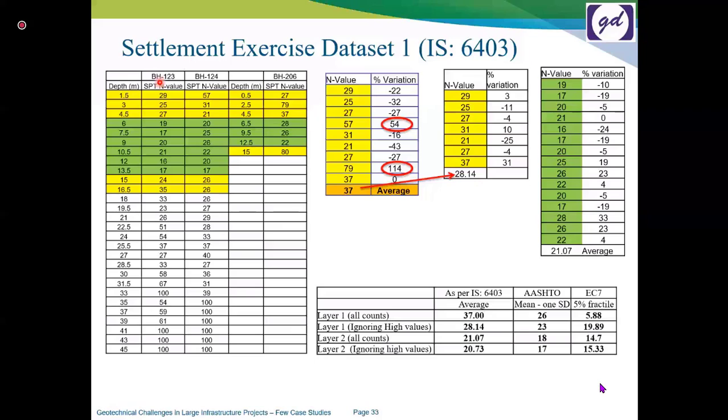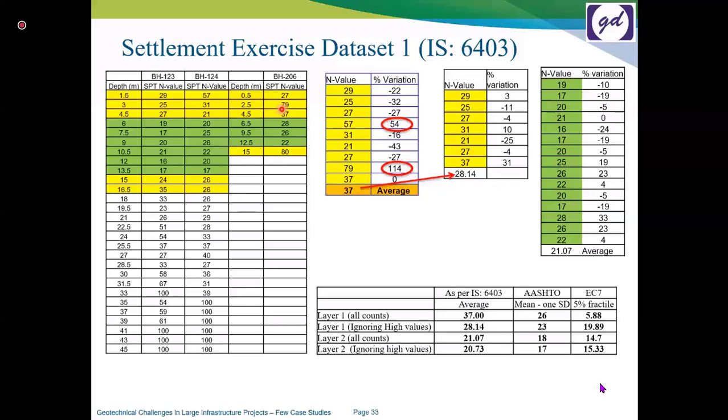If I go with the IS code, probably then I need to take an average, and the average of all layer 1 is somewhere around 37. However, the IS code also suggests that for a variation of 50% or more, those values I need to discard. So there are 2 values, 79, which is the SPT value over here, and another value, 54, which I need to discard. That means I will remove those and find another average, which is coming around 28.